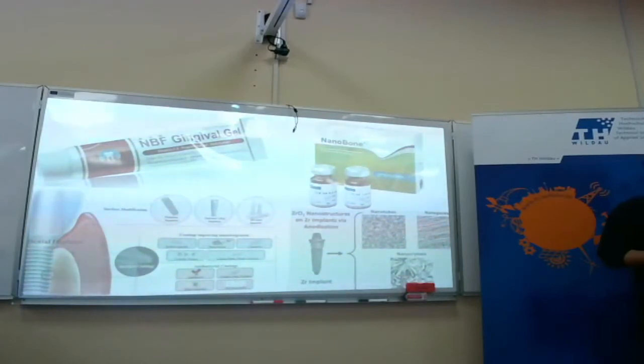For example, Clean Pro is a special bond for treatment of dental hypersensitivity. It also contains nanoparticles of calcium phosphate, and it occludes dentinal tubules, and in this way it's a kind of treatment of this disease.